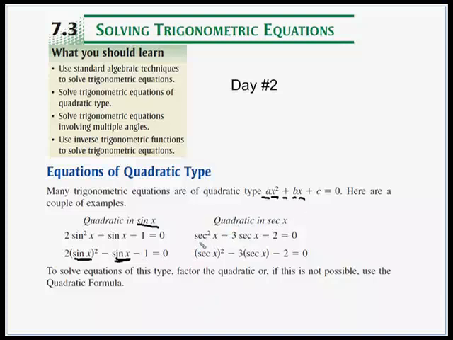And here's another one in terms of secant. The x's have just been replaced with trig functions. To solve equations of this type, factor the quadratic, or if it's possible, use the quadratic formula.